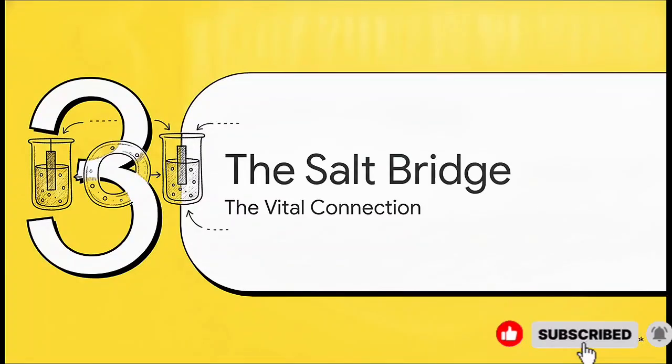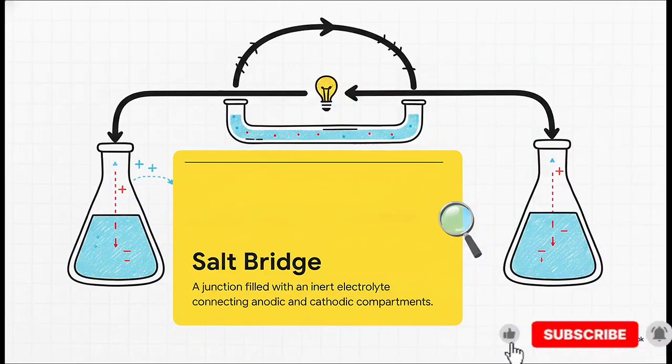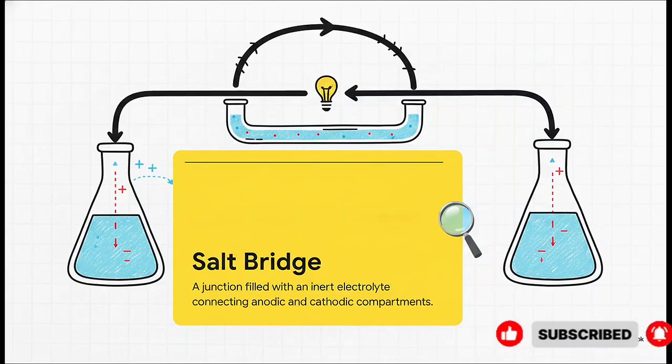Section 3. The vital salt bridge. So we have our two half cells with their respective electrodes, right? But they can't work in isolation. Let's meet the unsung hero that actually brings them together. Enter the salt bridge. Physically speaking, it's often just a U-shaped glass tube or maybe a piece of filter paper that's been soaked in an inert, strong electrolyte, something like potassium chloride or potassium nitrate.